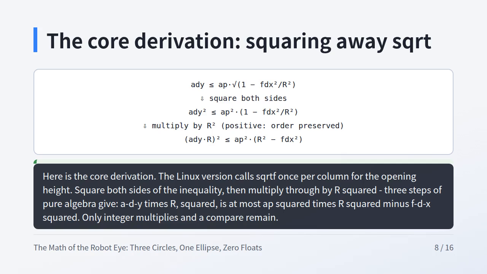Here is the core derivation. The Linux version calls sqrtf once per column for the opening height. Square both sides of the inequality, then multiply through by r squared, 3 steps of pure algebra give, a dy times r squared, is at most ap squared times r squared minus f dx squared. Only integer multiplies and a compare remain.